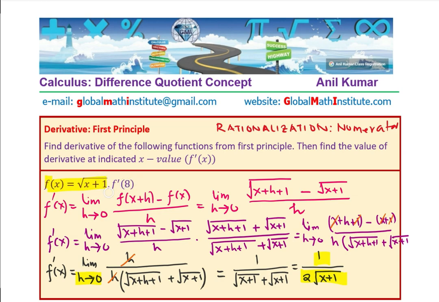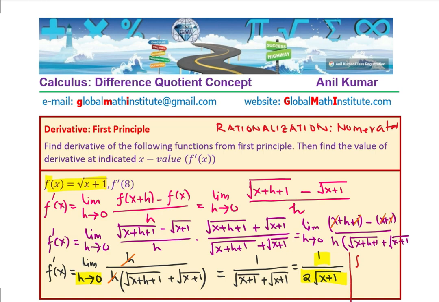Now we need to find what is the derivative at x equals 8. So substitute 8 here to find the answer. Perfect. Then what do you get? So let's do it. I've got very limited space, so I'll just finish it off here.